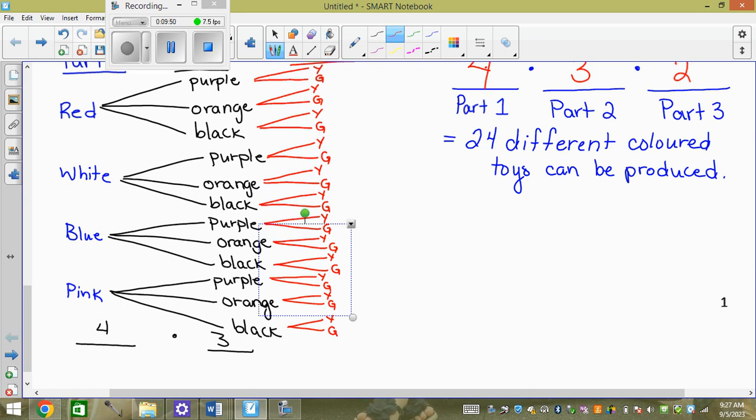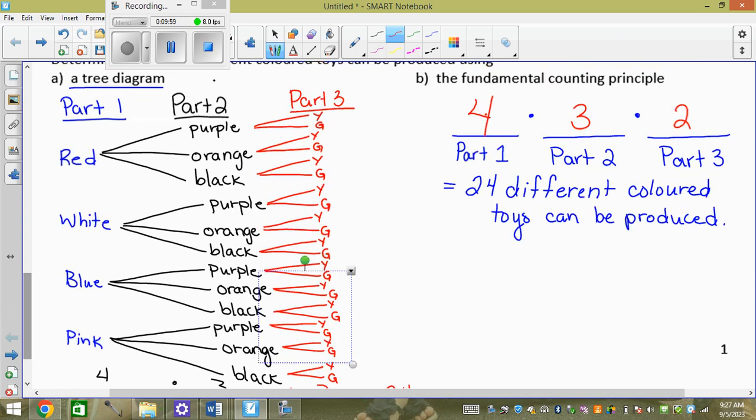So now I actually have 2 more outcomes and multiply by 2 and I get to 24. But I could actually list every single different robot I could have, correct? I could have red, purple, yellow, red, purple, green, red, orange, yellow, red, orange, green, red, black, yellow, red, black, green, white, purple, yellow, white, purple, green, etc., etc., etc., which would get me 24 distinctly different toys, right?